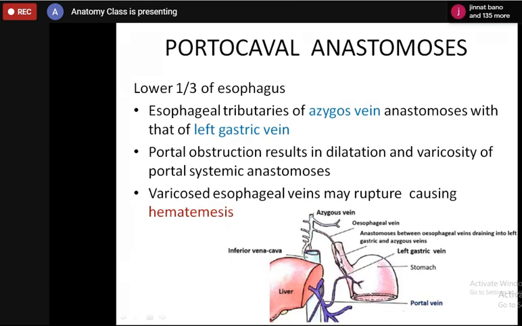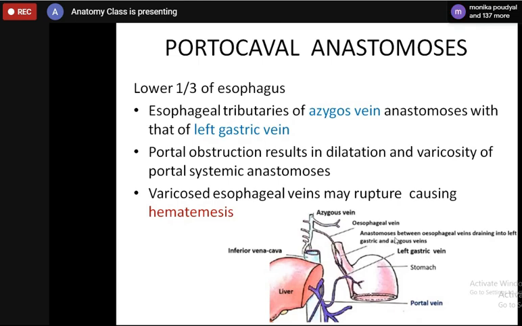These veins will be dilated in case of portal hypertension, or let's say in case of liver cirrhosis. In severe conditions, this vein may become dilated here. These dilated veins are known as esophageal varices, and in severe condition, this dilated vein may rupture, leading to blood vomiting known as hematemesis.